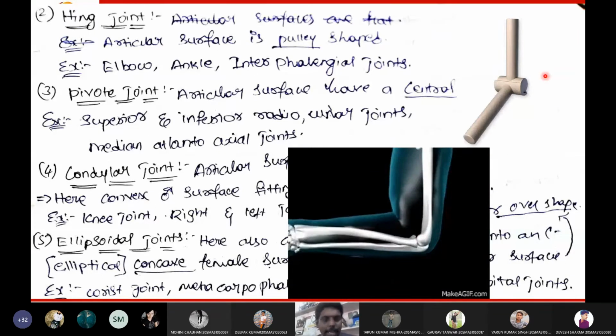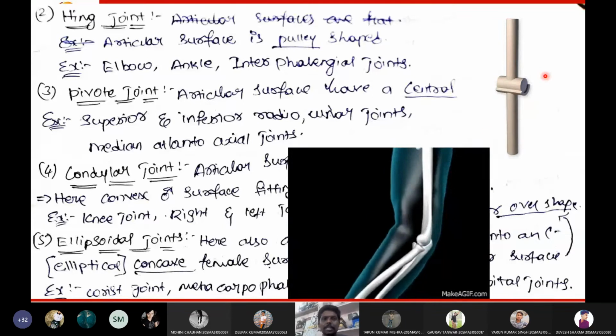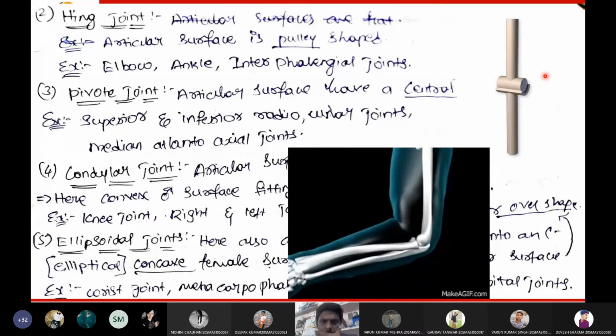Then the third one is a pivotal joint. In the pivotal joint, the bones will move in a 360 degree rotation. So now I will show you the pivotal joint. Just a second.